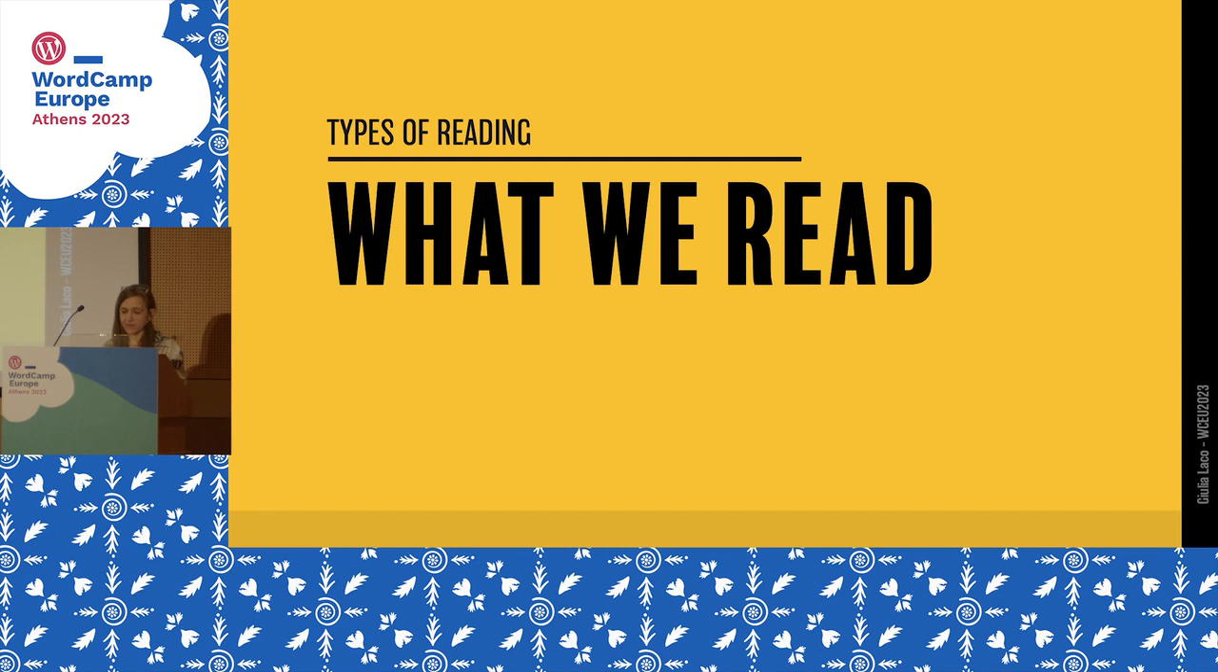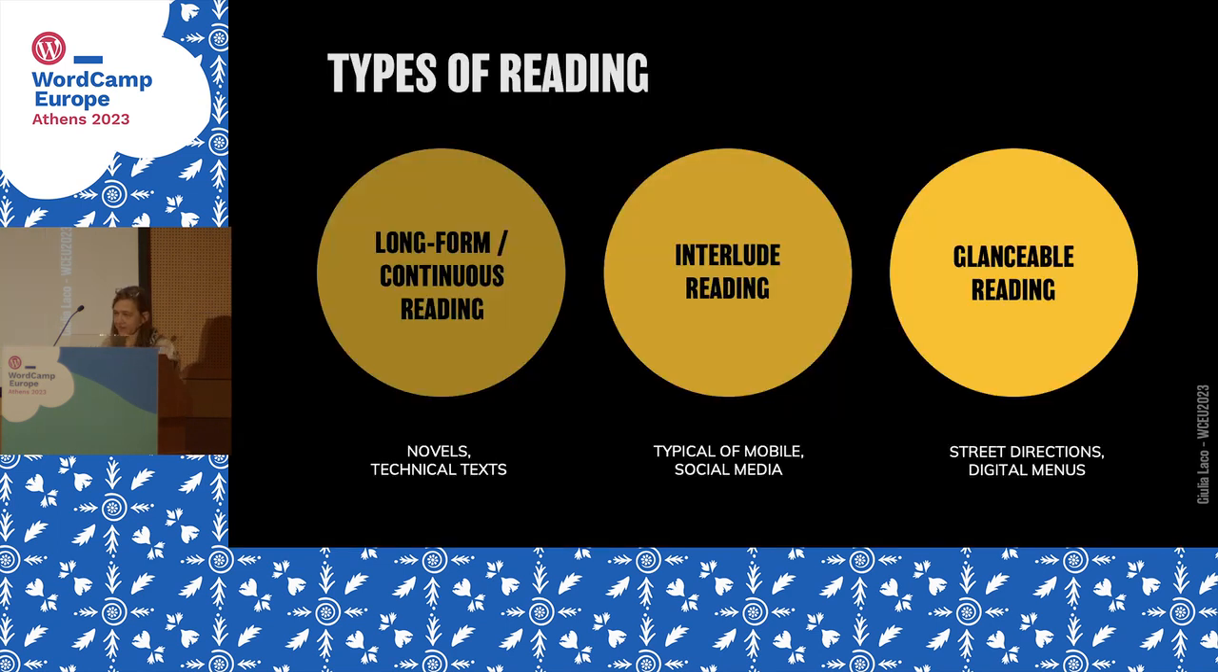And another important concept is: what do we read? Text is not all the same. We have long form reading, the kind of novels or technical text. We have interlude reading. For example, when we have something on social media, we read it, but it's different. You have experience, of course. And some glanceable reading is when, for example, you look at a sign, street directions, or on the web, for example, a digital menu. So you are going to read when you need it.